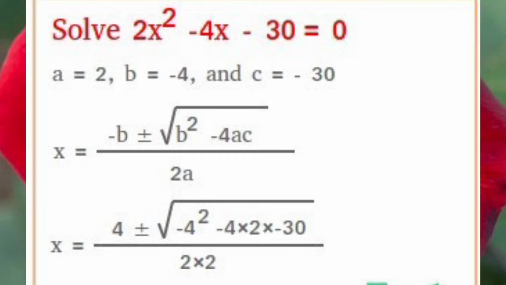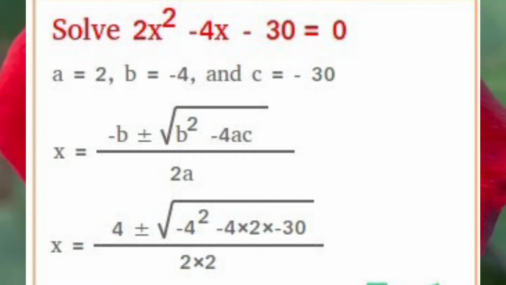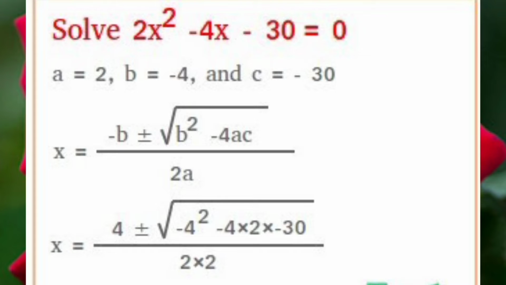A equals 2, b equals negative 4, c equals negative 30. The quadratic formula states that x is equal to negative b plus or minus the square root of b squared minus 4ac all over 2a. By substitution, x equals positive 4 plus or minus the square root of negative 4 squared minus 4 times 2 times negative 30, all over 2 times 2.